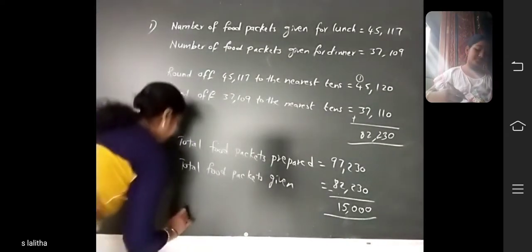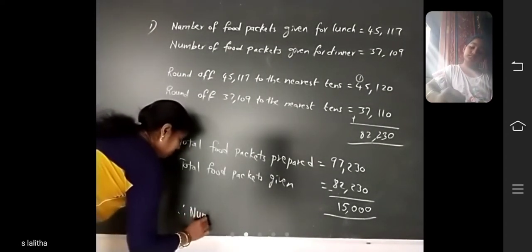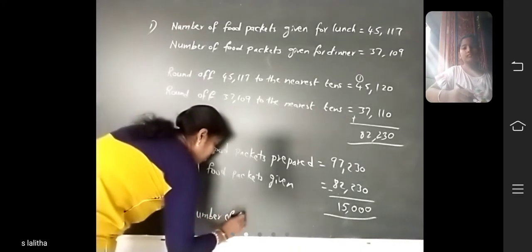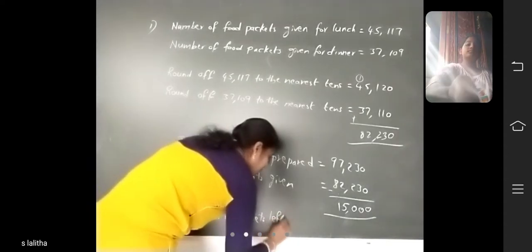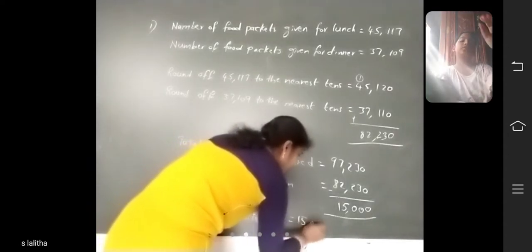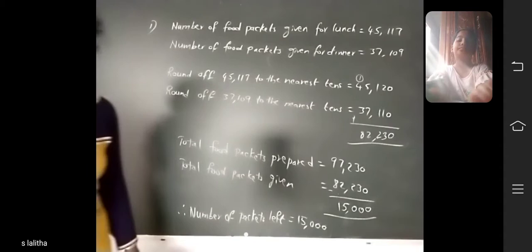So, therefore, number of packets left is equal to 15,000. Did you understand, children?